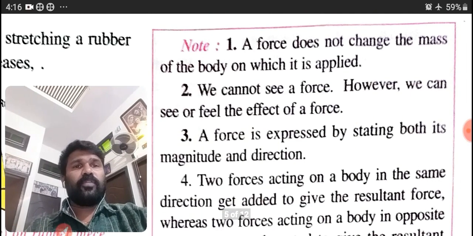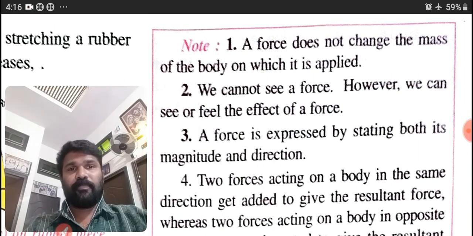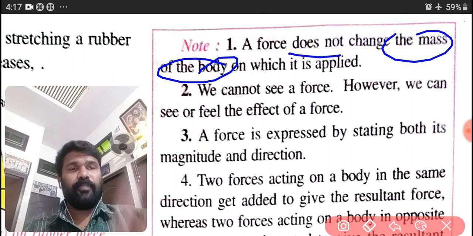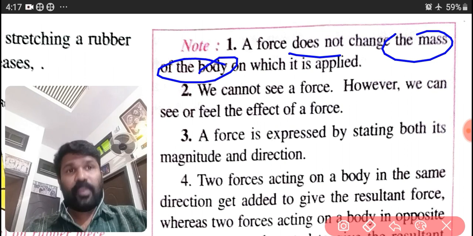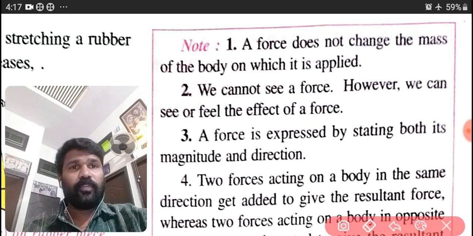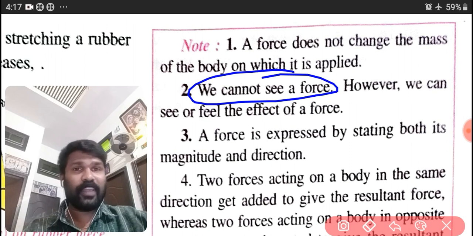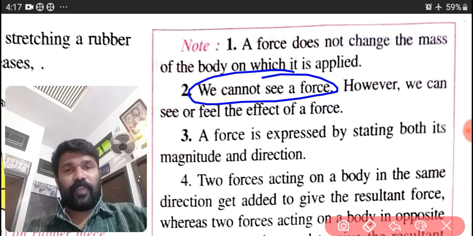Here we have to note some points. A force does not change the mass of the body on which it is applied. We cannot see force. Can you see force? We can feel it, but we cannot see the force. However, we can see or feel the effect of a force.